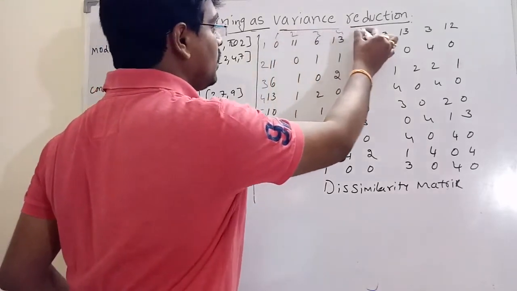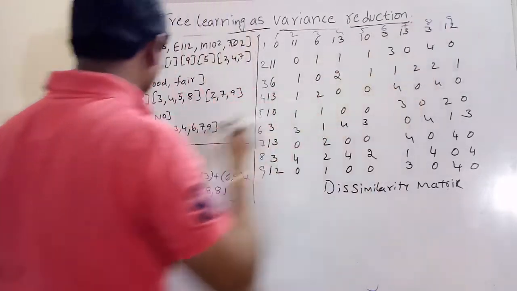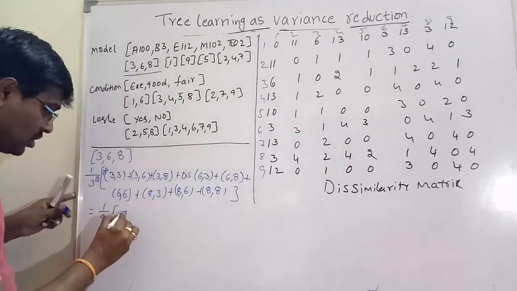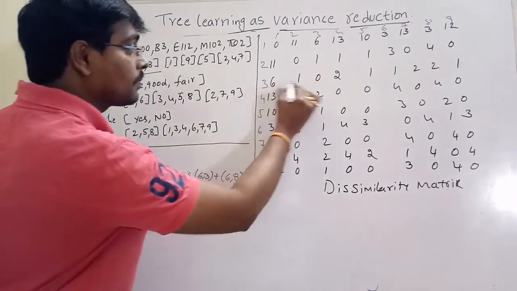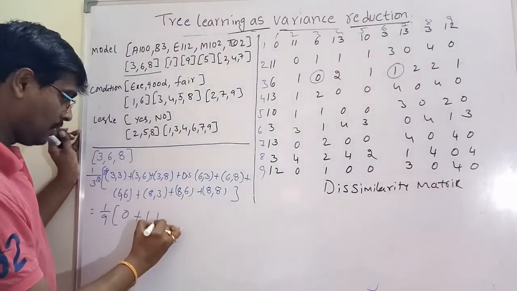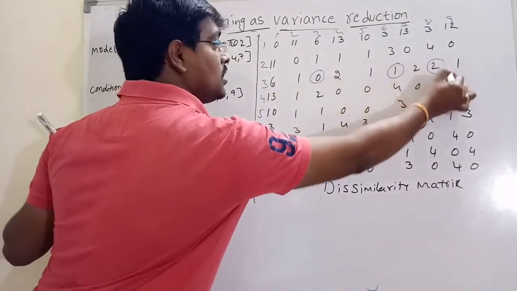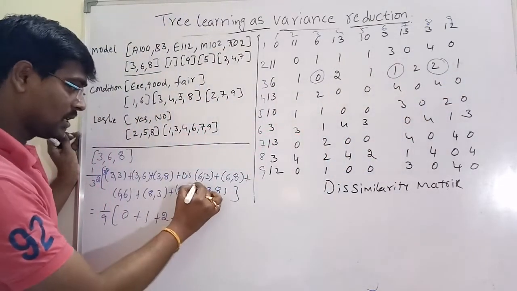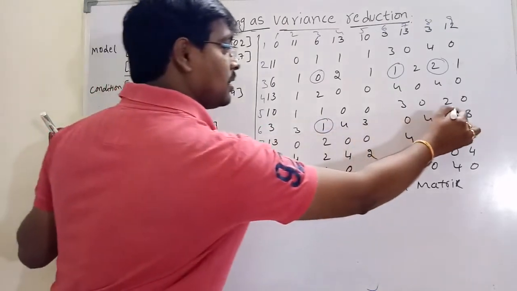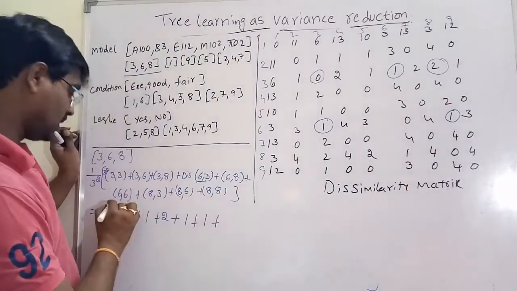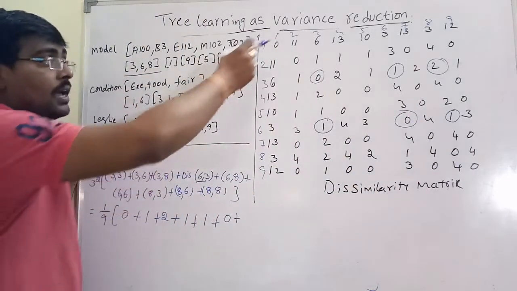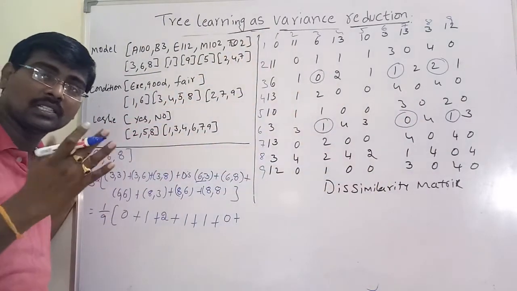Similarly 1, 2, 3, 4, 5, 6, 7, 8, 9. Observe 3 comma 3. So this one, the 3, 3 value is 0 plus 3, 6. 3, 3 completed. 3, 6 the value is 1 plus 3, 8 the value is 2 plus 6, 3 the value is 1 plus 6, 8 the value is 1 plus 6, 6 the value is 0, because all diagonal values are 0, because the dissimilarity between the same instances is 0.